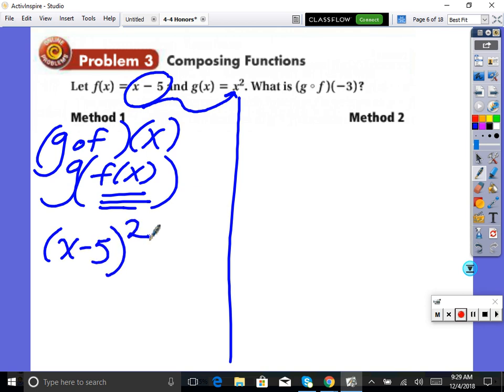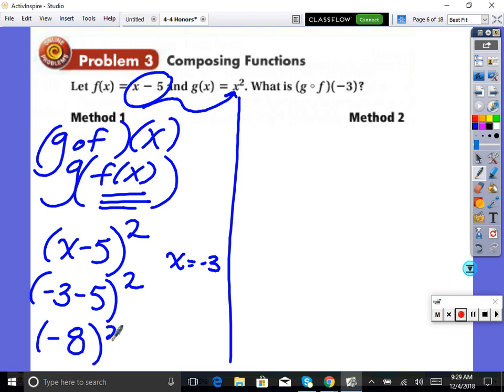But now notice it says g o f of negative 3. So instead of the x, we want x to be negative 3. So we would just plug in a negative 3 now. Negative 3 minus 5 squared. So then that's negative 8 squared, which is 64. So our final answer would be 64. That's one way of doing it.